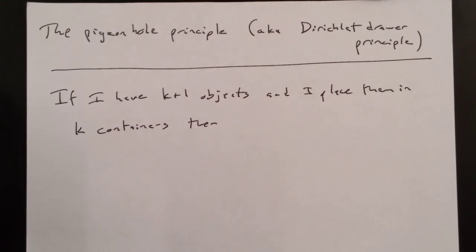So let's suppose I have a group of objects. There are k plus one of them. And I'm going to put them in k containers. I have shirts that are going into the drawers of the dresser. I have pigeons going into little cubbies to be pigeonholes. The reason we call this the pigeonhole principle.